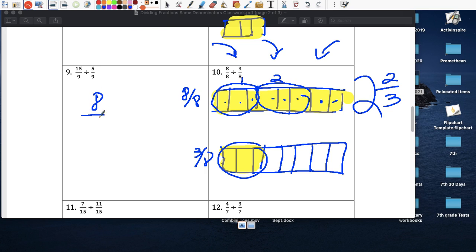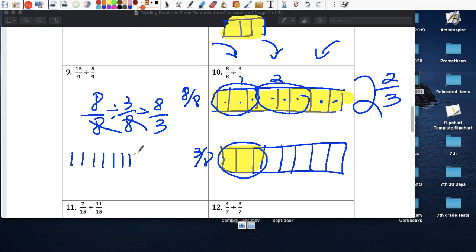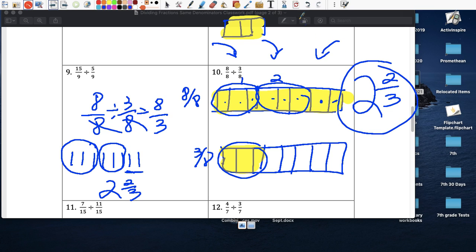So 8 over 8 divided by 3 over 8. These cross out. That comes right as a fraction. And what's 8 divided by 3? So think about this. 1, 2, 3, 4, 5, 6, 7, 8. Groups of 3. I can make one group of 3, another group of 3. So it's 2 groups of 3. And then how many left over? 2 over 3. And that's how I get this answer.